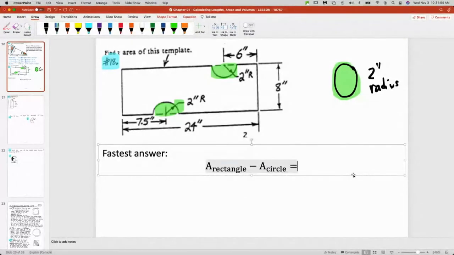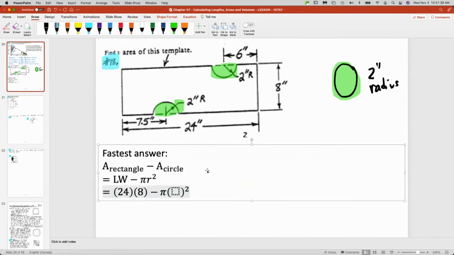So the rectangle is going to be 24 by 8, and all the units here are in inches, so that's good. And then the area of a circle is pi r squared. So the radius of that circle is 2.